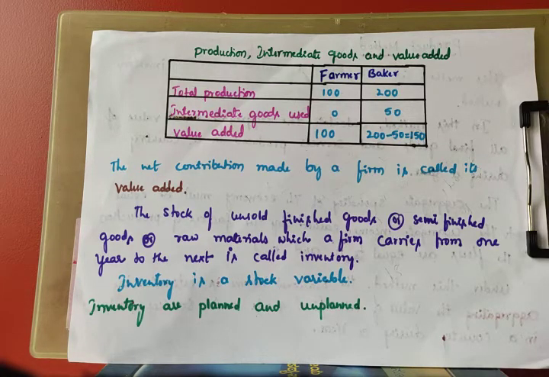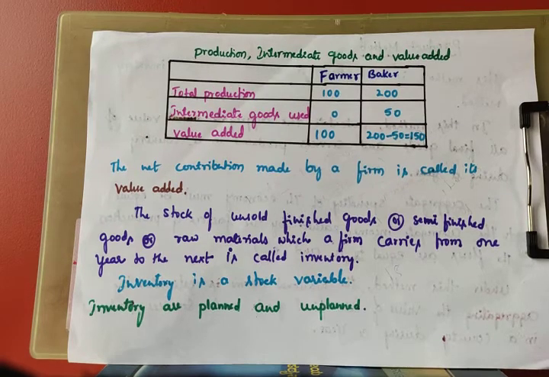Now what is the total value? See, farmers produced 100 worth of wheat, and bakers produced rupees 200 worth of bread. The total value of goods and services is 300, but this is completely wrong. Why? Because the bakers used rupees 50 worth of wheat as intermediate goods. So while calculating the national income, we should ignore the intermediate goods.